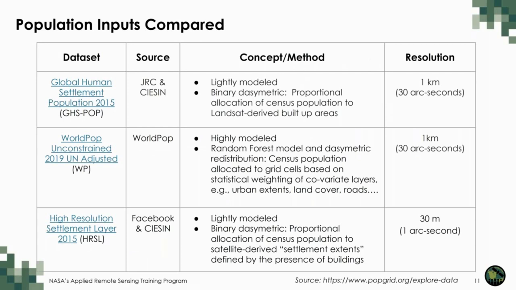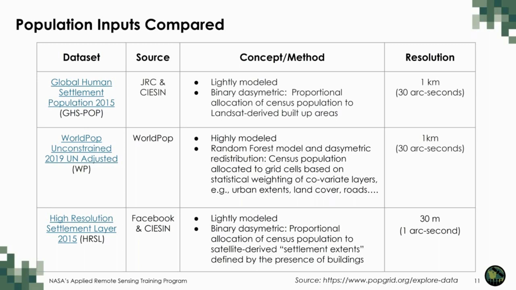The three data sets differ in their inputs, the degree of modeling to produce them, as well as in their cell size or resolution. GHS-POP is a lightly modeled product that allocates census population to Landsat-derived built-up areas. It is available at 250-meter and 1-kilometer resolutions. We used the 1-kilometer version.